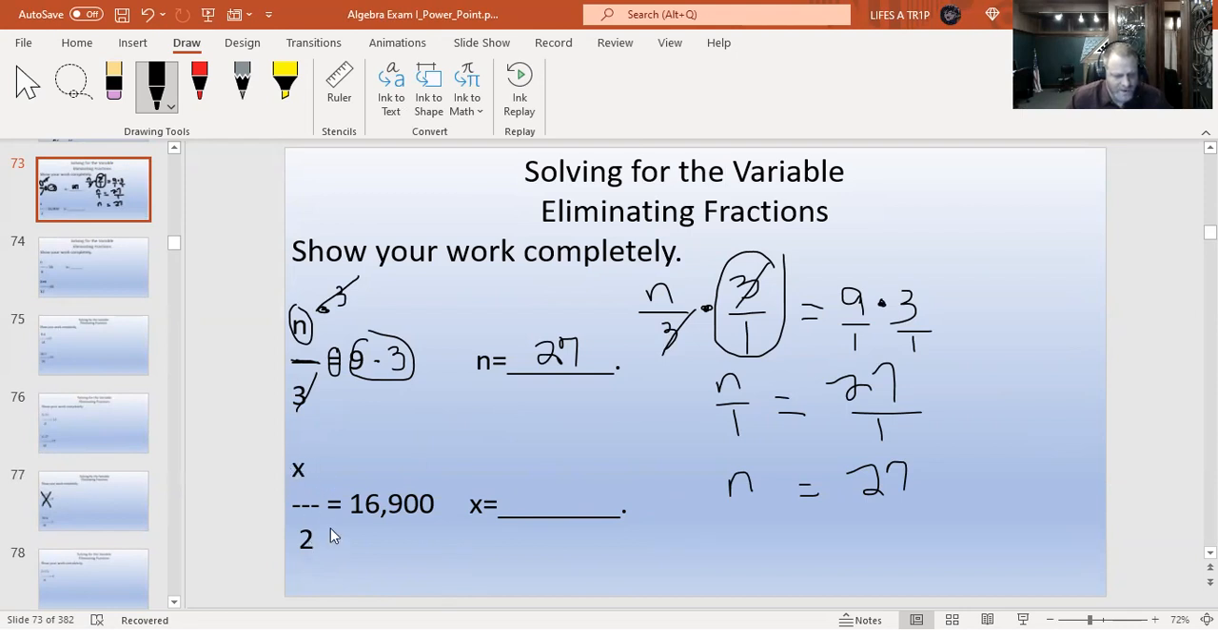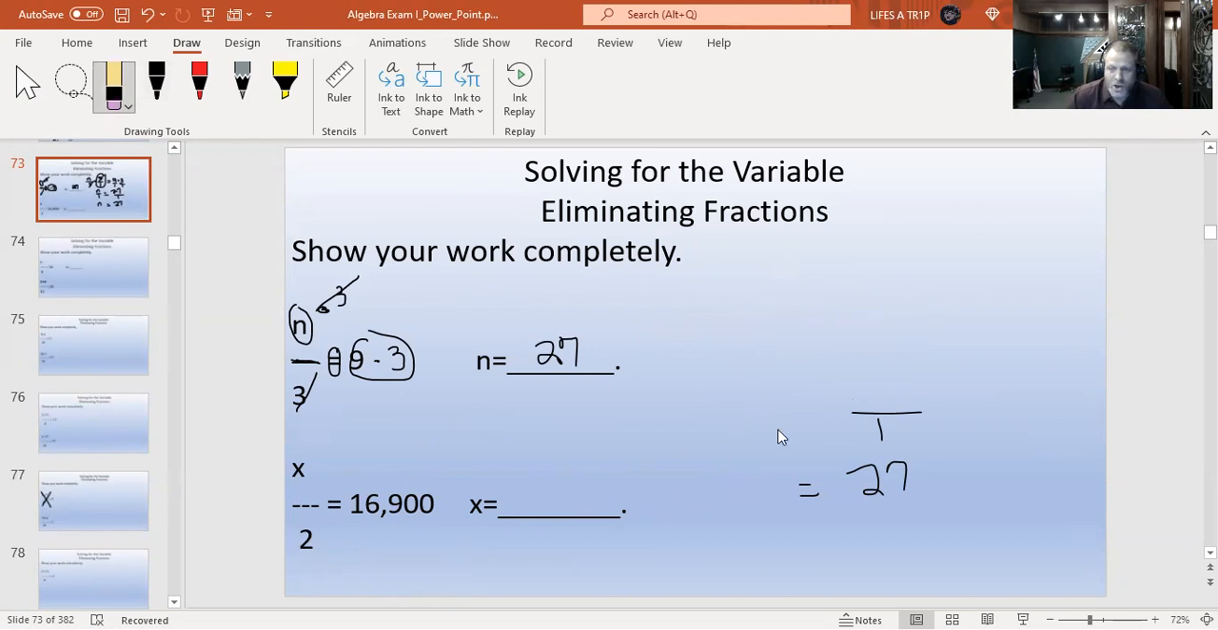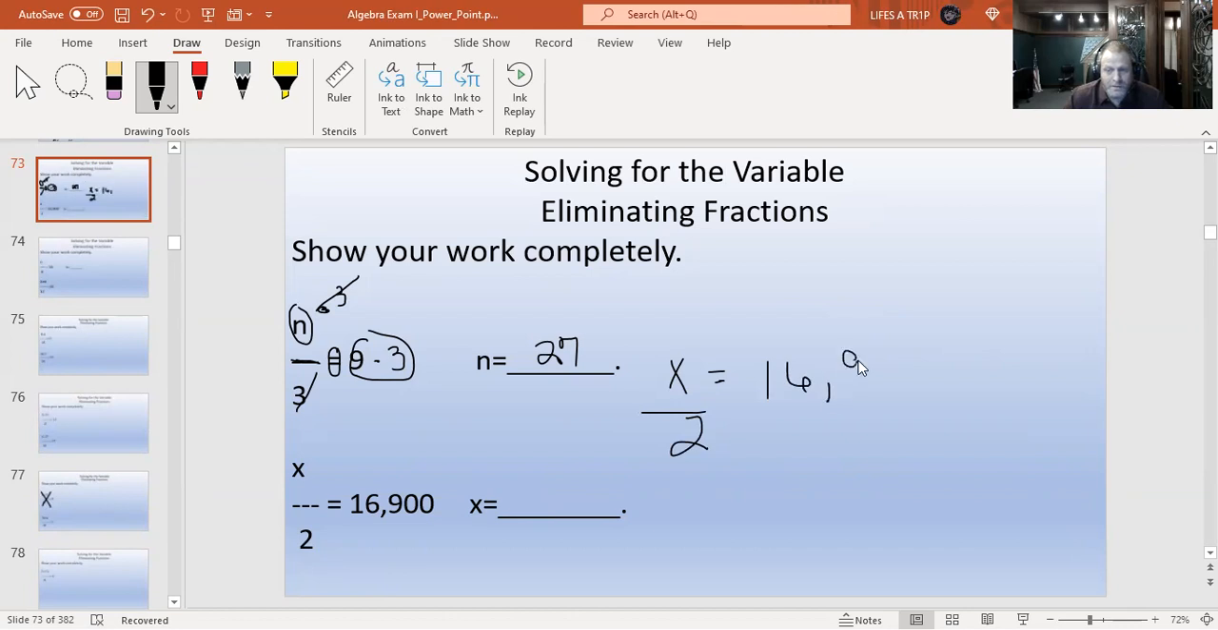How do we get this x by itself? It's attached to this 2, so we've got to get rid of that 2. I'm going to show you one more time the long way. So x over 2, excuse me, equals 16,900. We want to get rid of that 2 by timesing it times itself. And what you do to one side, you do to the other side.